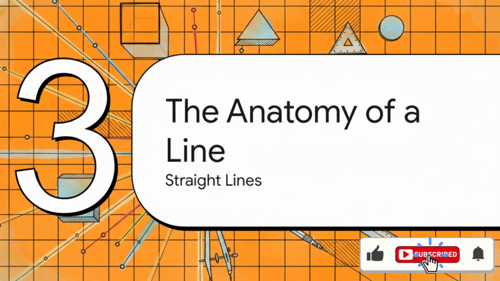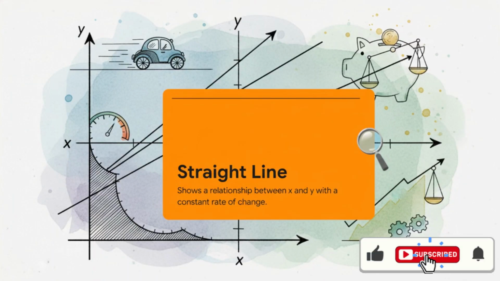Let's jump into section 3, the anatomy of a line. All right, we've got our grid set up, we know our quadrants. Let's start plotting some actual movement across this map. When you draw a straight line on a Cartesian plane, you aren't just doodling. You're actually showing a direct, constant mathematical relationship between x and y.